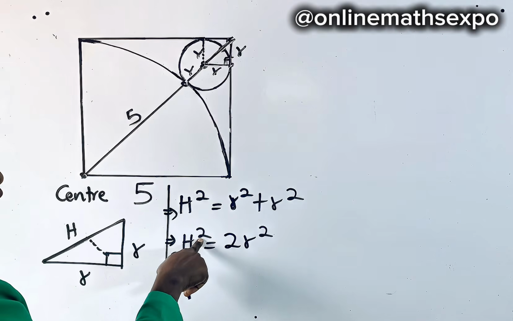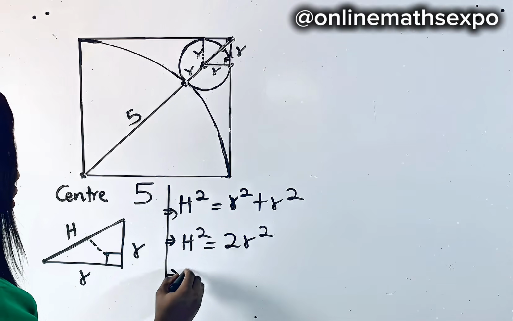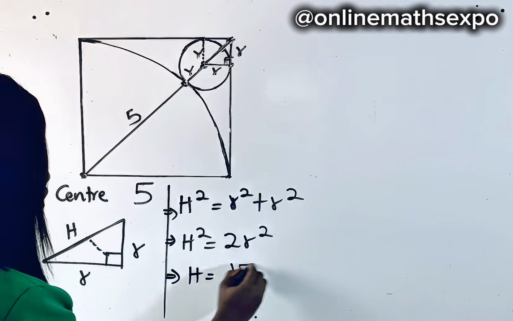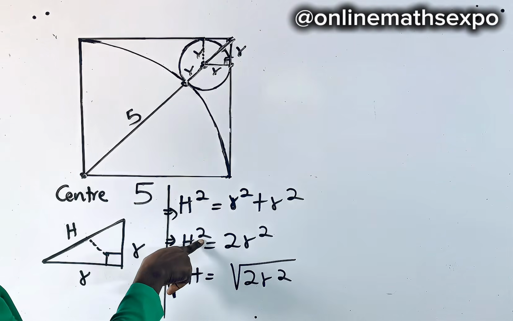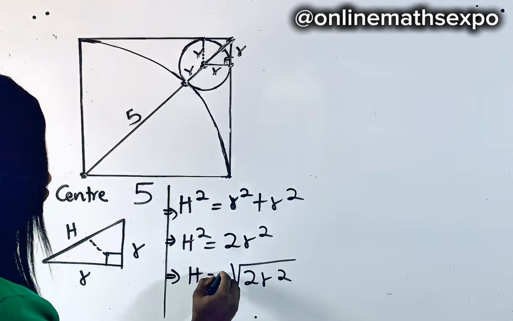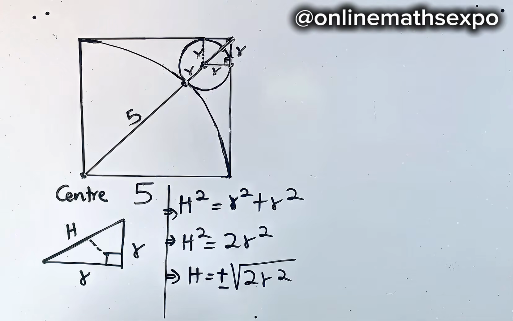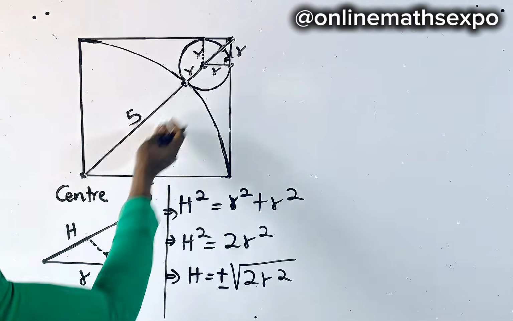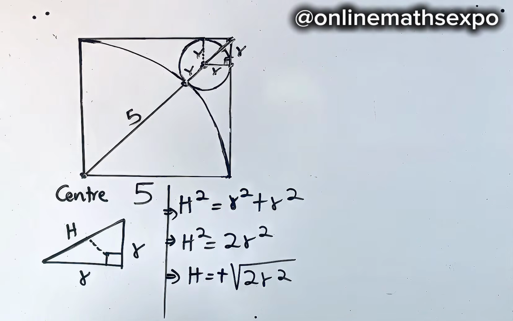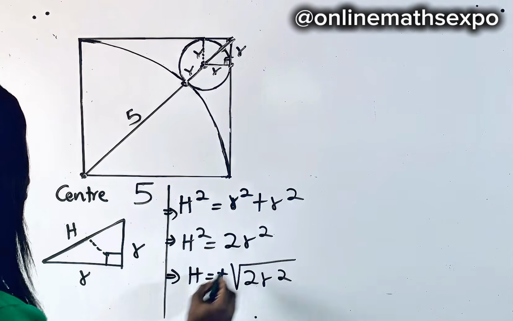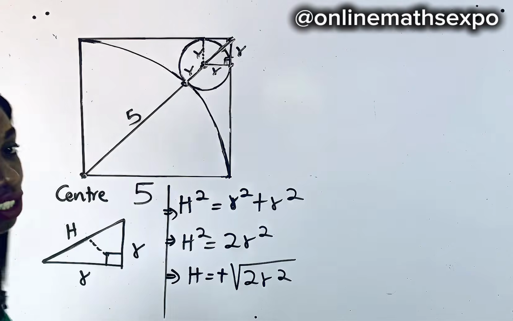To get h, we need to remove the square. And to do that, h will be the square root of 2r squared. And remember, each time you want to remove a square by taking the square root, you take the positive and negative. But because we are interested in a length, it can never be negative. We're only going to concentrate on the positive square root.